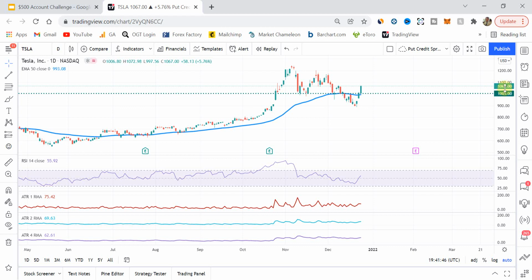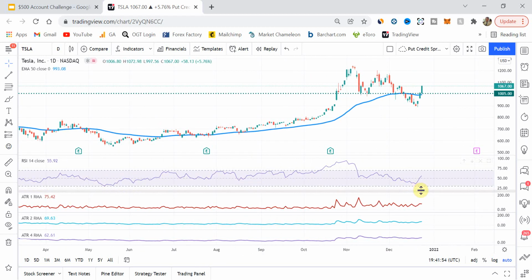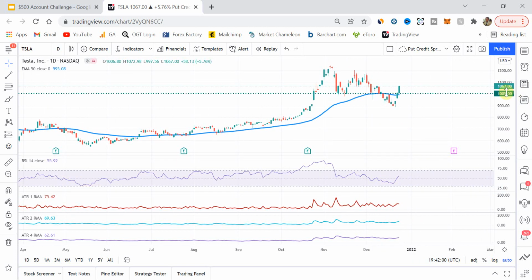It may look like it's a lot higher than my strike price, but on a daily basis, if we look at the ATR over here, Tesla has been moving between $62 to $75 a day. We're now in the holiday season, but I think the market opens again on Wednesday, or Monday probably. It can move right back down in the money the very next day.